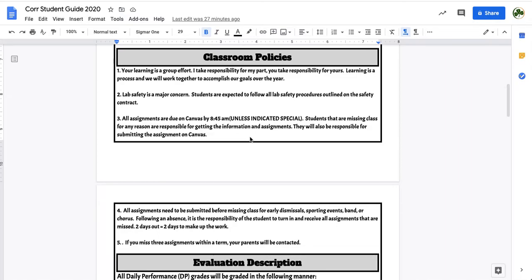You will also be responsible for submitting the assignments on Canvas. That's important too. So make sure if you will miss the assignment that you put it into Canvas, because that's how I always grade.